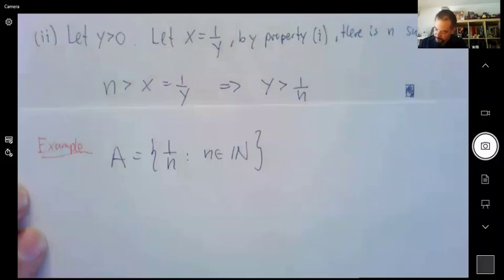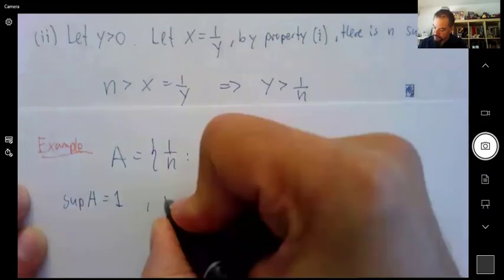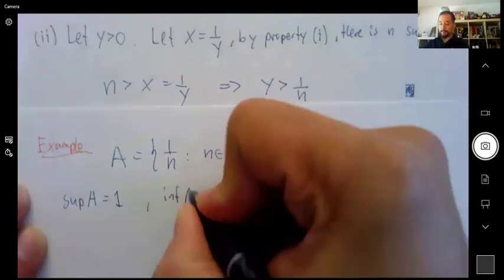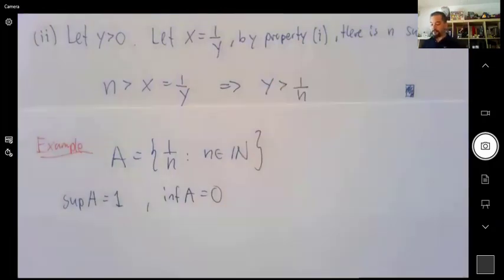We said that the supremum is 1. That was easy. And we said that the infimum is 0, but we didn't prove it completely. So now I want to prove it completely. Why is the infimum 0?